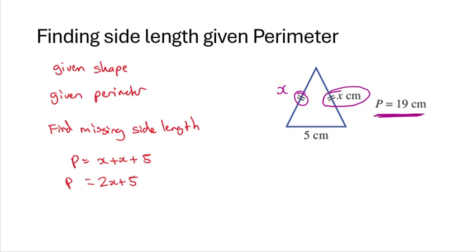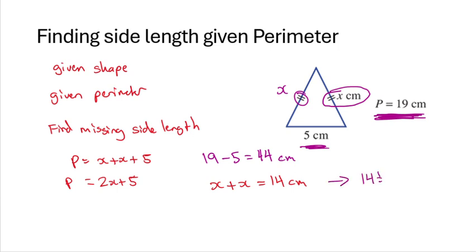Now, we are given the perimeter already. The perimeter is 19 centimeters. So we know it's going to be 19. And as you can see here, we've already accounted for 5 centimeters. So what we can do is deduct 5. That will give me 14 centimeters. This means that the two x's here equal 14 centimeters. So it's quite easy to tell that you can just split up. You can just do 14 divided by 2, and that is 7 centimeters. That means x is equal to 7 centimeters.